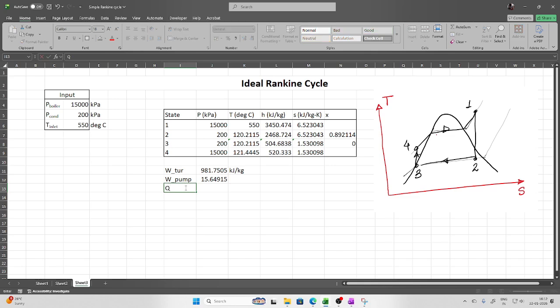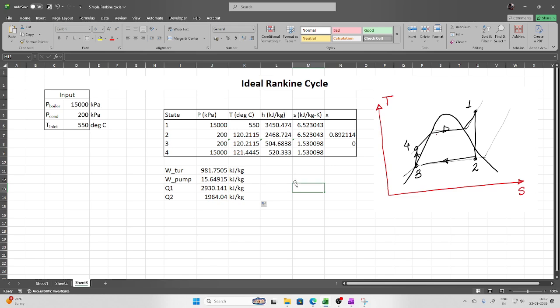Now heat added, that is Q1, the heat added in the boiler. That will be equal to H1 minus H4. Then comes Q2, that is the heat rejected in the condenser. It is H2 minus H3, and all the parameters are in kilojoule per kilogram.